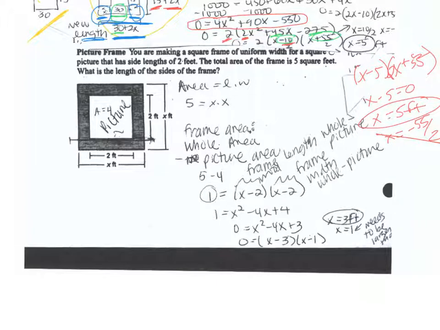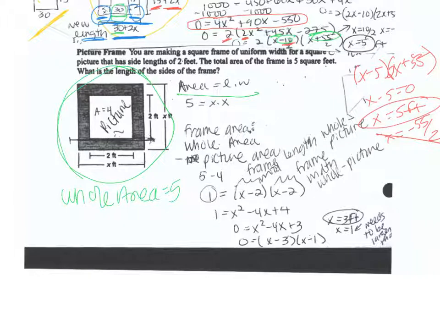Okay, so this last one's a little tricky as well. You guys know area is length times width. That becomes a repeating situation. Now, what we're going to do, they say the whole area. So the picture, including the frame, the whole area is 5 square feet. But then they say the picture area is 4 square feet. So the area of the frame is the whole minus the picture, 1 square foot.